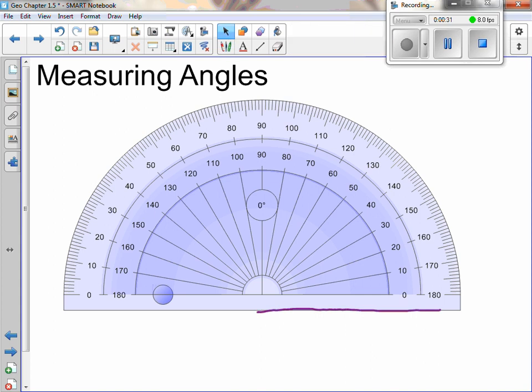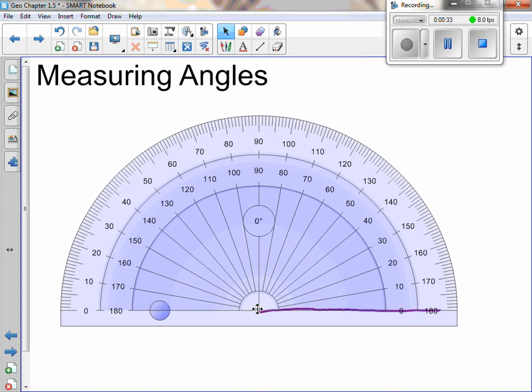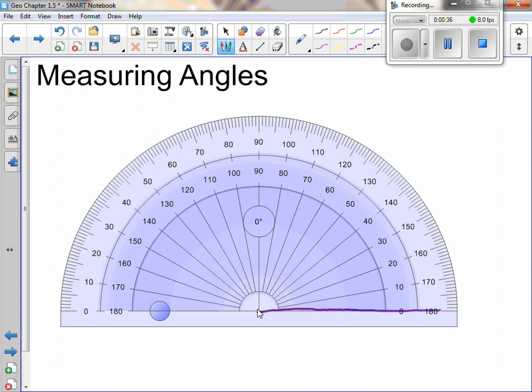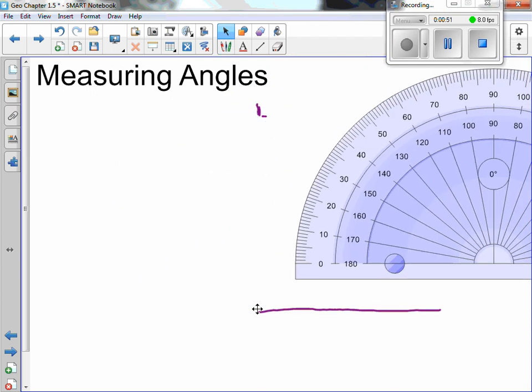So I'm going to draw this straight line here. And we can use a protractor to measure an angle. So right up here, right here is 90 degrees. And right there is 91 degrees. Move that to the side.